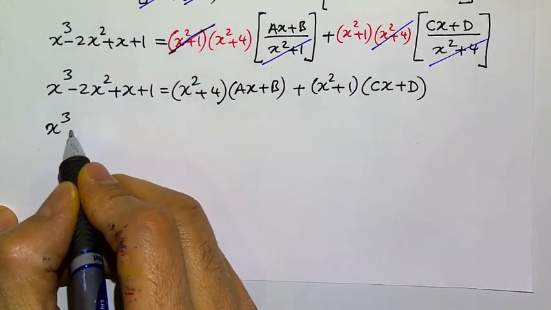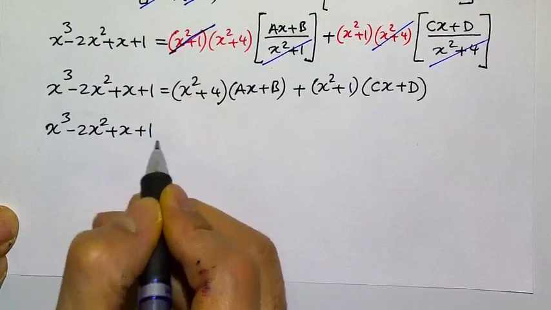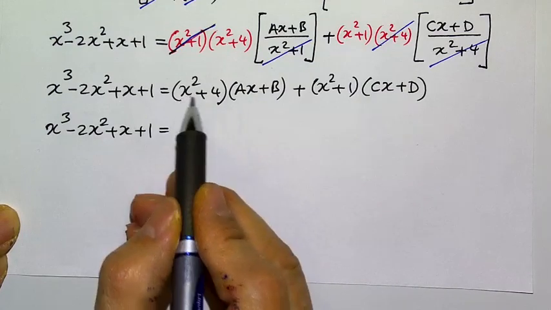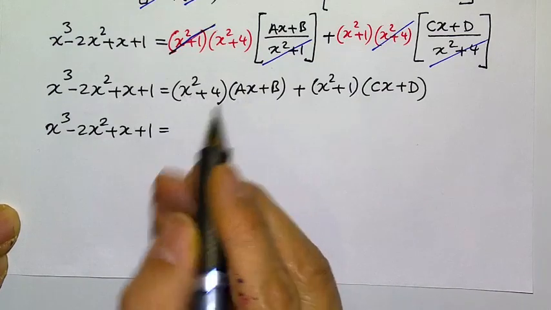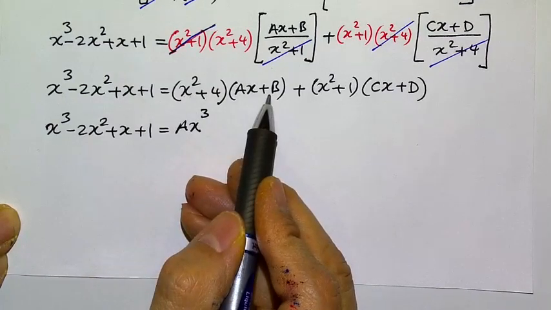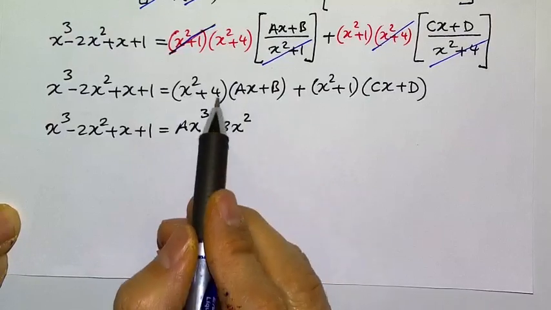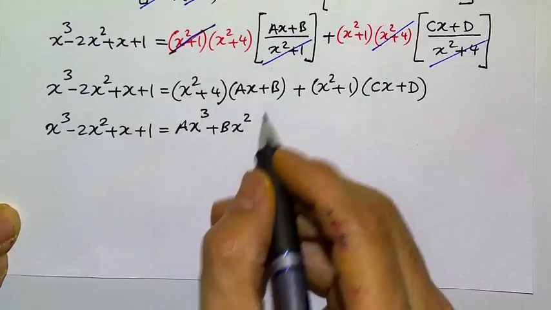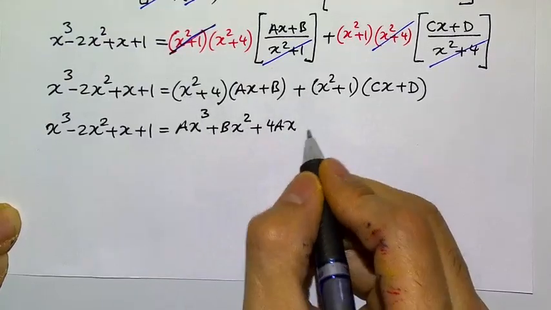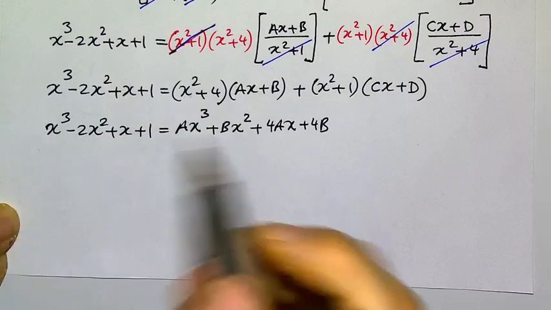So I have x cubed minus 2x squared plus x plus 1 equals, we have x squared times ax, we get ax cubed. X squared times b, we get bx squared. Now 4 times ax, we get 4ax. 4 times b, we get 4b, right?